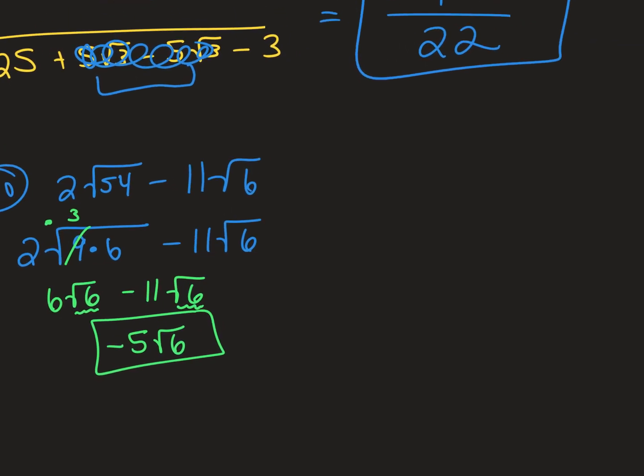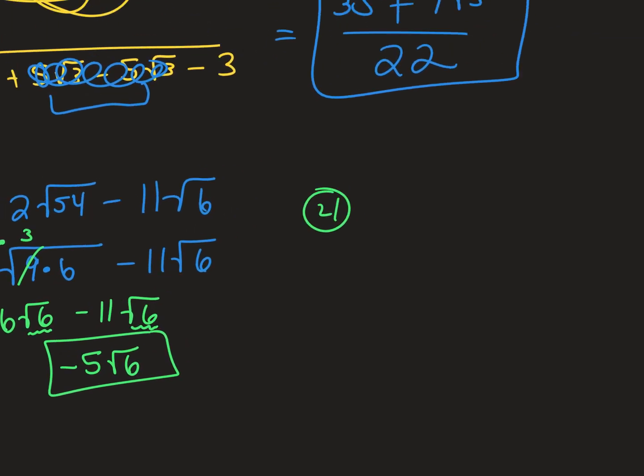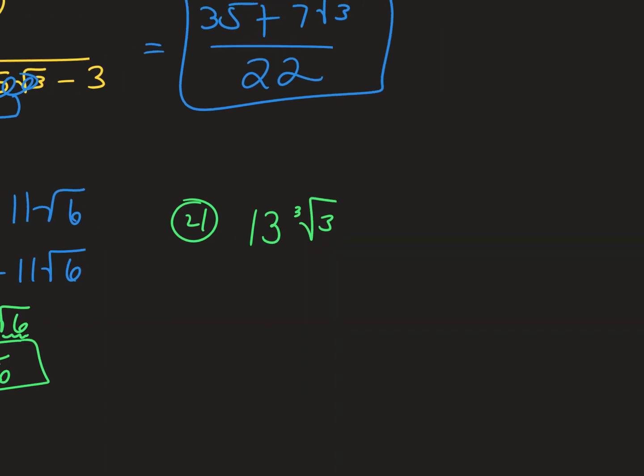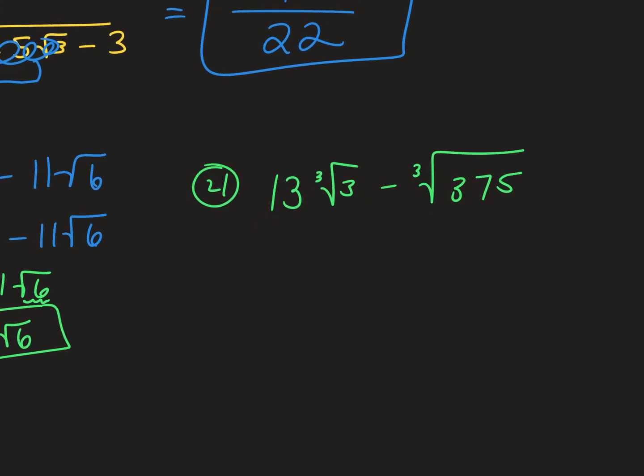What about, let's look at 21. I have 13 times the cube root of 3 minus the cube root of 375. All right, cube root. Remind yourself again, cube root means multiply something by itself how many times? 3. So I'm just going to leave 13 times the cube root of 3 because there is nothing that's going to times itself 3 times. It gives me the whole number 3.